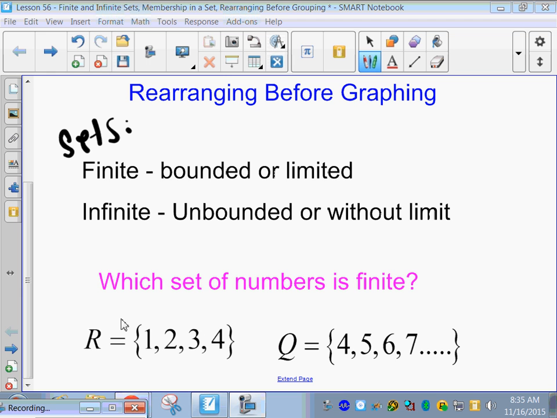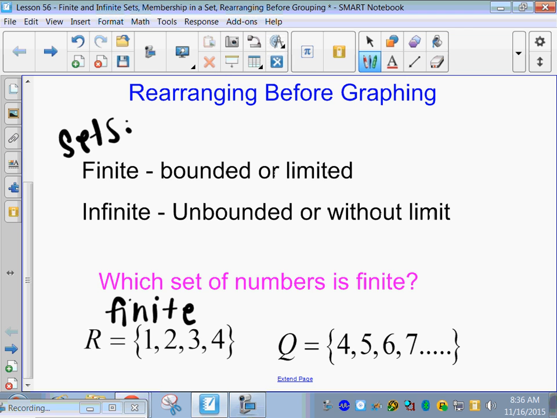Do we think that the set R is finite or infinite? This is set notation: we usually have a capital letter, which is the name of the set, equals, and then we have the squiggly brackets and the numbers inside. We did a little bit of this with the different types of numbers, like natural numbers, counting numbers, integers. All of those are sets. Andrew? Finite, yeah. There's only 4 numbers in there. They're all contained. It's bounded and it's limited. There's not a bunch of numbers in there. So this set right here is finite.